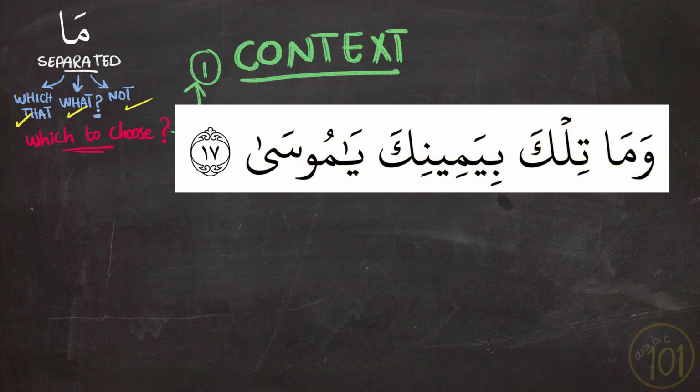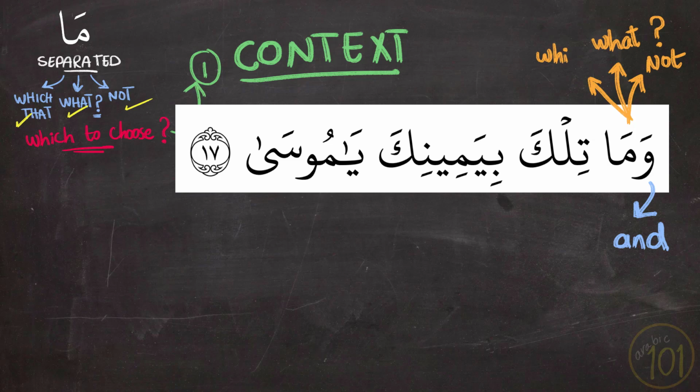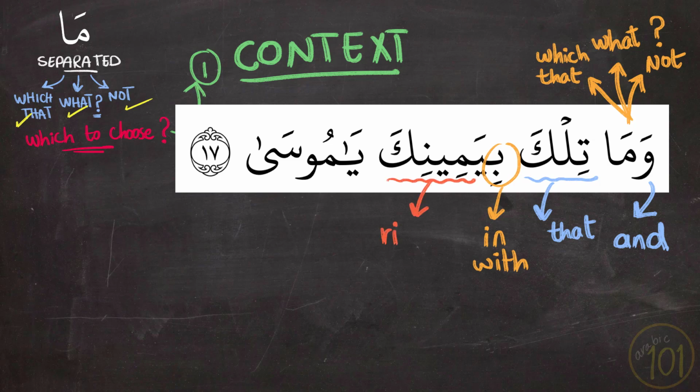Now let's take it word for word. First, wa means and. Next is ma, and here it is a separated ma, so it could mean not, what as a question word, or that or which. Tilka, as we've seen in lesson 1, means that. Biyaminika, bi is a preposition, means in or with. Yaminika, yamin means your right or right hand.